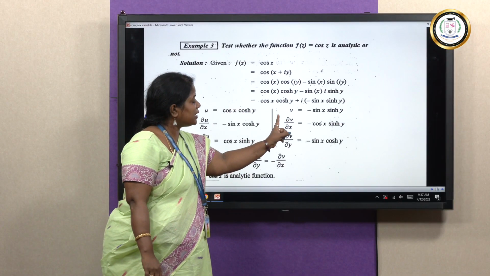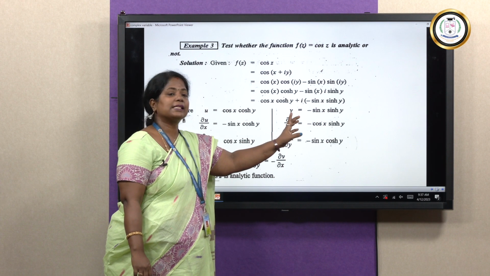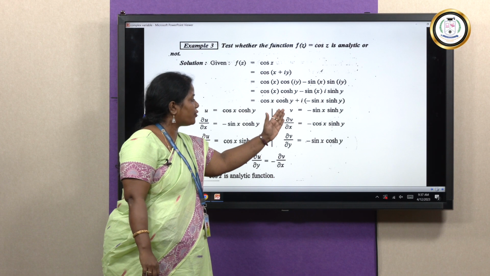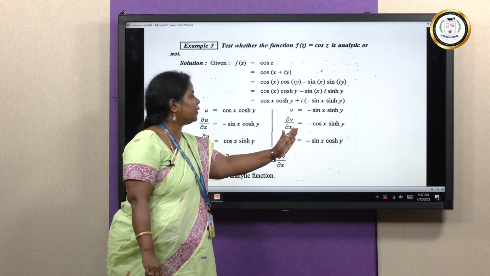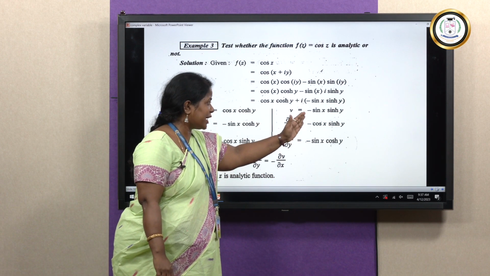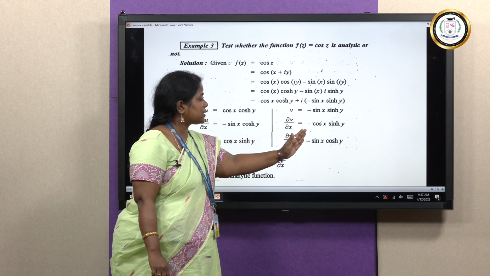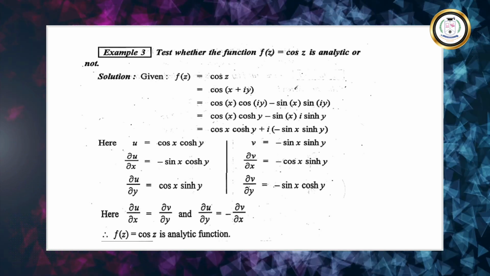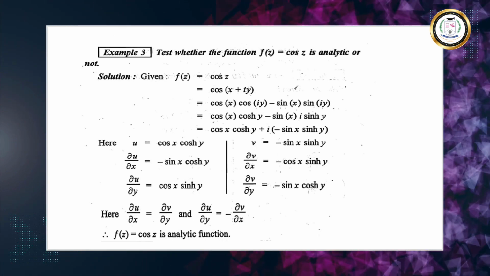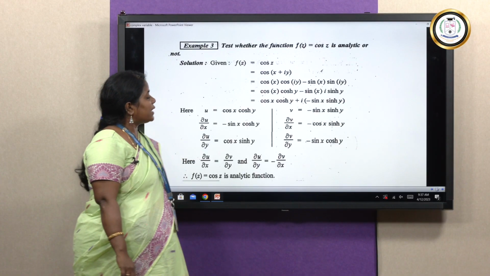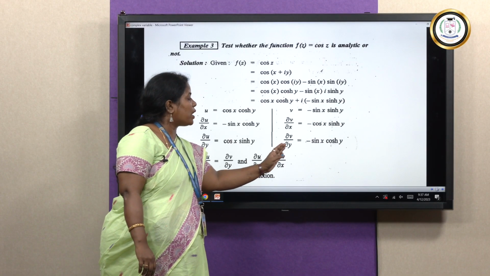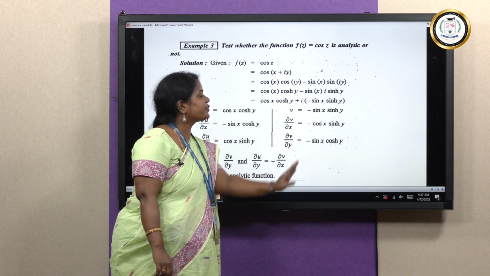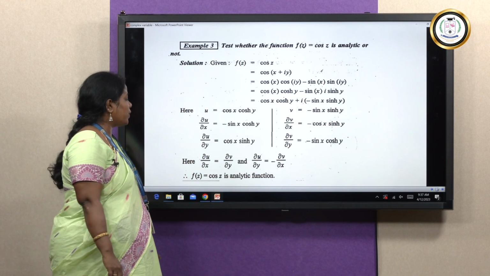Similarly, v is equal to minus sin x sinh y. ∂v/∂x. Partial differentiation of v with respect to x is equal to minus, differentiation of sin x will become cos x. So, minus cos x into sinh y will be as it is because we are differentiating partially with respect to x. So, next thing is ∂v/∂y is equal to minus sin x is as it is. Differentiation of sinh y will become cosh y.